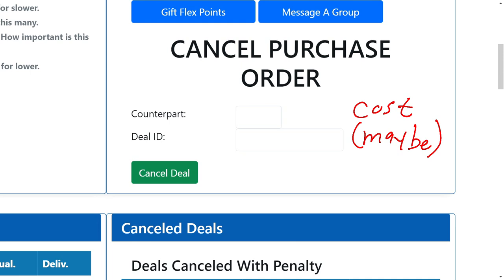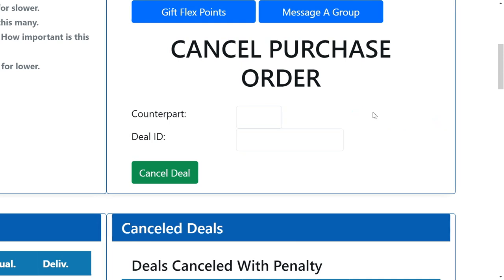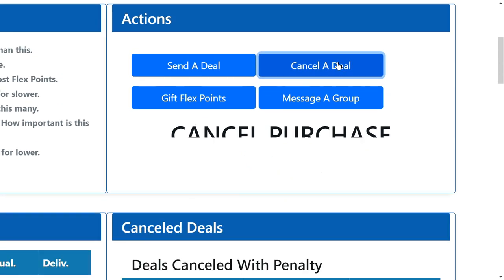So that's it for the action area. You can see in review very quickly: send a deal, cancel a deal, gift flex points, or message a group.